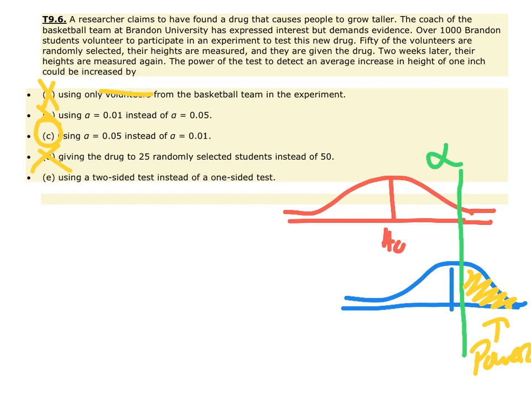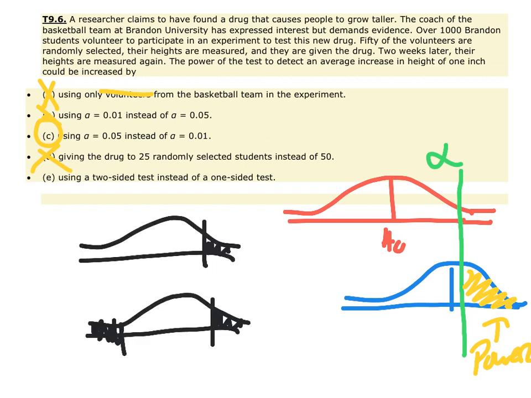And then the last one, using a two-sided test instead of a one-sided test will actually not change the power that you see over here. The difference is this: if you had a one-sided test, when you compute the p-value, you get this tail. If you have a two-sided test, it's going to give you the same p-value for this tail, but it's going to have to be replicated on the other side.